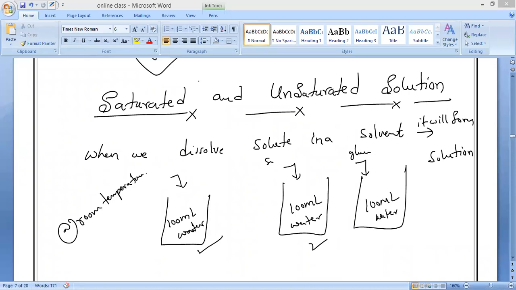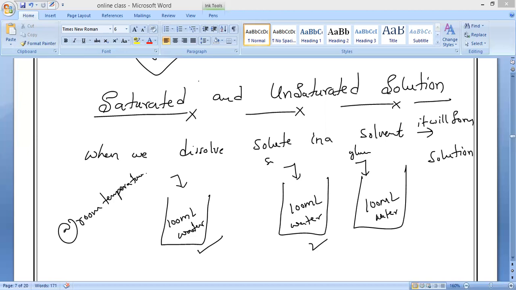I already taught you one. If you take salt at room temperature, for example at 20 degrees Celsius, I will take sodium chloride, 36 grams is the maximum you can dissolve. Suppose you take sugar, you can dissolve 204 grams. You can take another salt, another. Will all the solutes dissolve the same amount or different amounts? That is my question. Different amounts, sir. Yes or no?